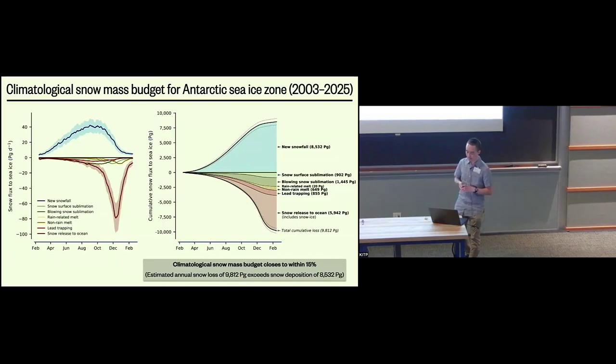And the second conclusion is that apart from the rainfall effects, which are small, every process in the model turned out to be significant. So all of these appear to be playing a role, with blowing snow sublimation offering the greatest loss pathway prior to melt.